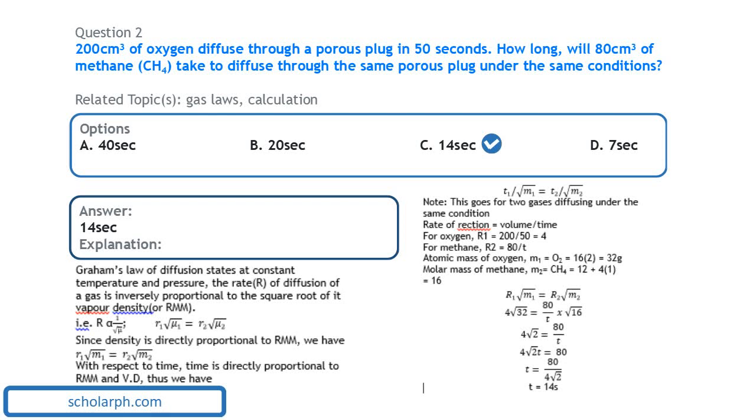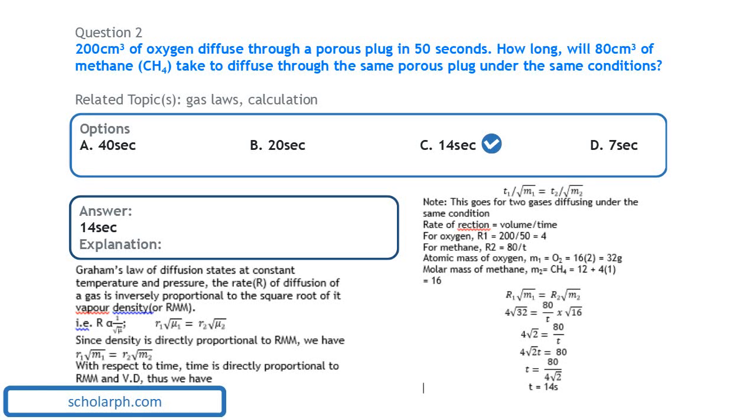Okay, now for the oxygen, the rate of diffusion is going to be equal to the volume over time. The rate of reaction is the volume of the gas that is produced or used up over time. So let's say the oxygen is gas 1 and the methane is gas 2. R1 for oxygen is going to be equal to the volume of oxygen, which is 200 cm³, divided by the time, which is 50. So the rate of diffusion is going to be 4 cm³ per second.